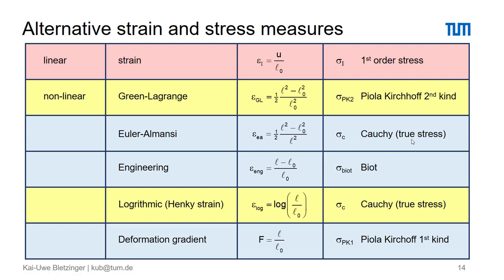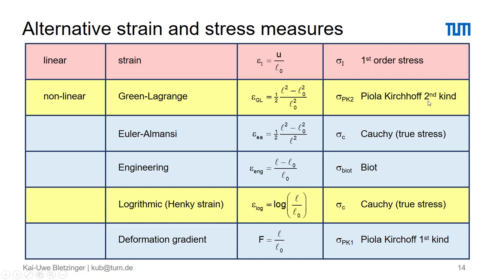The stress you will receive by dividing the actual force in your cable by the actual cross-section, which by the Poisson effect will be different from the initial value. That is the Cauchy stress. The related value for the engineering strain is what we call the Biot stress. The logarithmic strain comes together again with the true stress, the Cauchy stress. And what is related to the deformation gradient is what we call the Piola-Kirchhoff stress of the first kind.